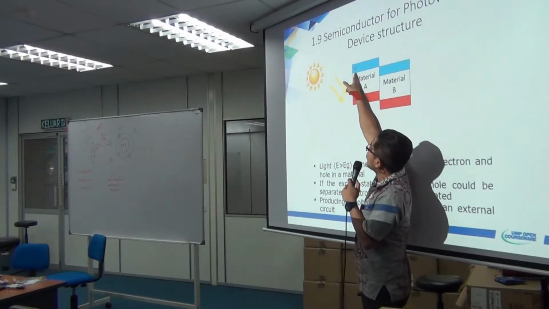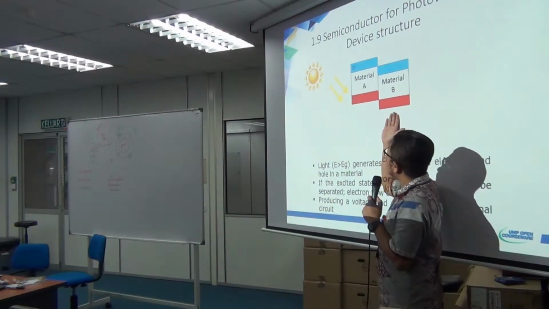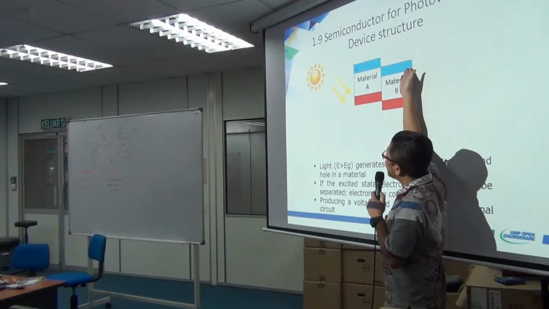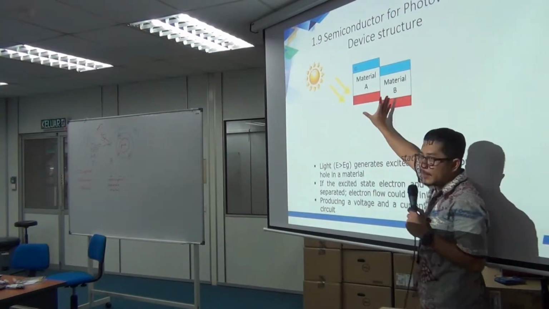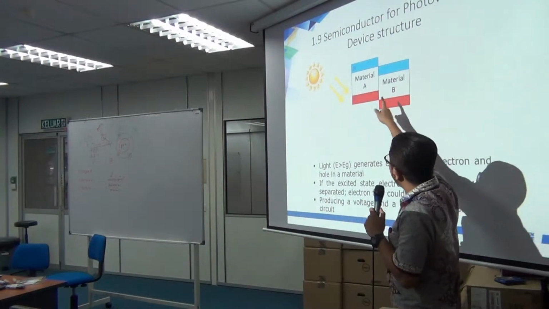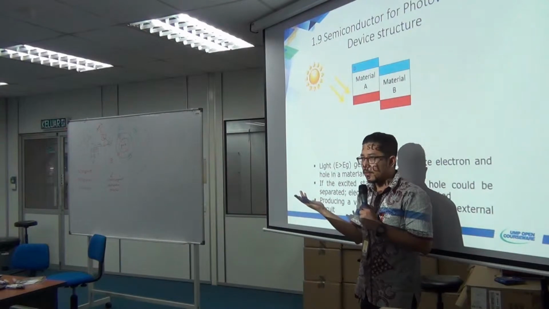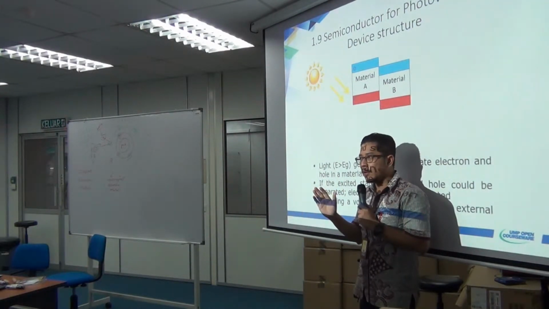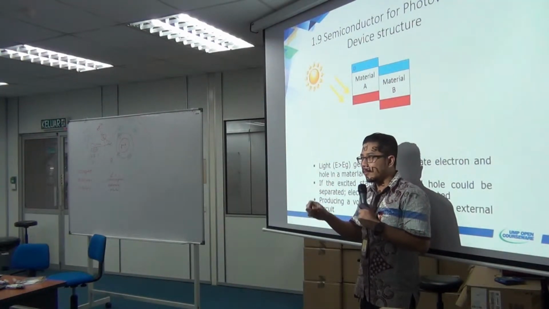We need to separate the electron from hole. We don't want this electron to combine with hole. So this is how we do it. Pair up another semiconductor that has a conduction band lower than material A. So what will happen if we pair them up? Remember this? Electron sinks, hole floats. Electron sinks, hole floats.